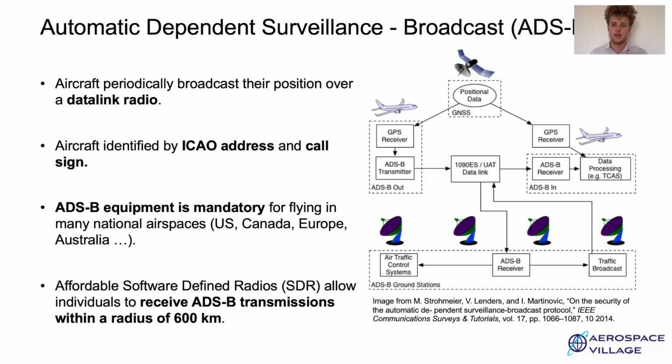Aircraft use ADS-B, standing for Automatic Dependent Surveillance Broadcast, to communicate with the ground station and with other aircraft. ADS-B equipment is mandatory in many countries, such as the US, Australia, and European countries. I will not explain in detail how ADS-B operates, but what we need to know is that basically aircraft broadcast twice a second information such as their position, velocity, etc. And these broadcasts are identified by the ICAO address and the call sign of the aircraft. Anyone equipped with a cheap software-defined radio can receive this broadcast from a distance of 600 kilometers.